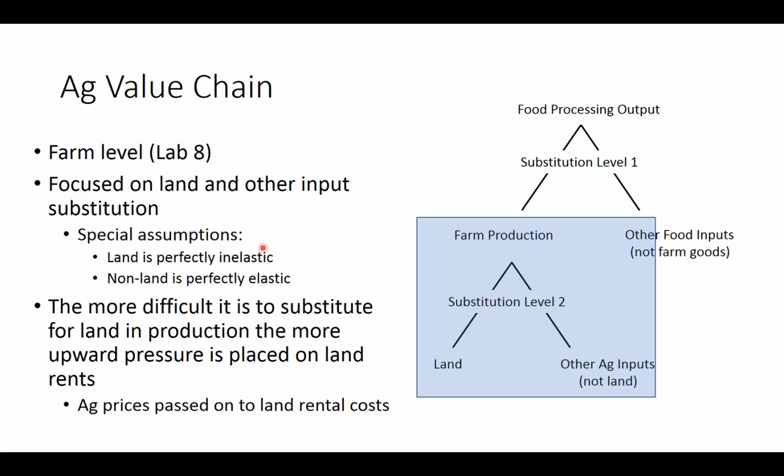We made some special assumptions that land was perfectly inelastic and non-land was perfectly elastic. So this was fixed quantity, this was fixed price. Non-land is perfectly elastic. So you can get all of the chemicals for production, or fertilizer, which is mostly a chemical process as well, machinery, fuel. You can drive up the ag demand for those inputs, but ag is such a small part of the total demand that you're probably not going to change the price much.